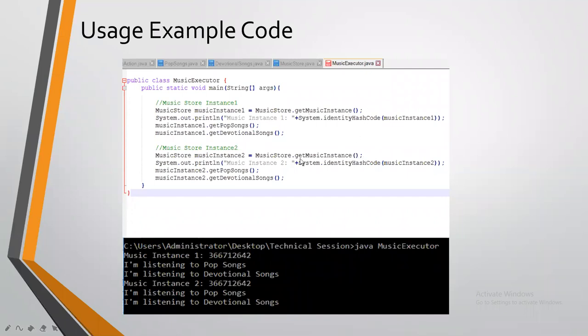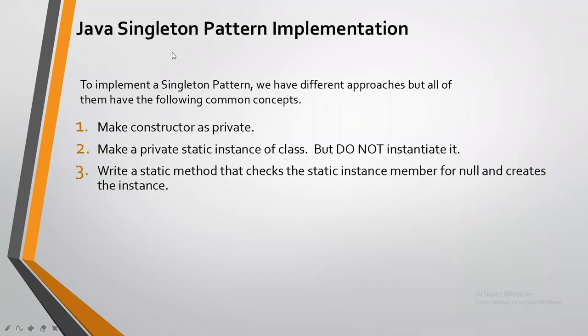If we get one more instance, we will get the same instance which was previously used by musicInstance1. In the output below we can see the two different objects, musicInstance1 and musicInstance2, are the same. So this is the Java singleton pattern implementation. To implement a singleton pattern, we have different approaches, but all of them have the following common concepts. As I told earlier, if we are going to implement the singleton pattern, we should follow some common steps.